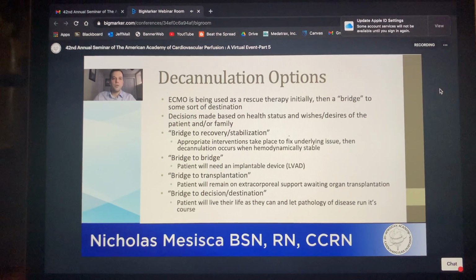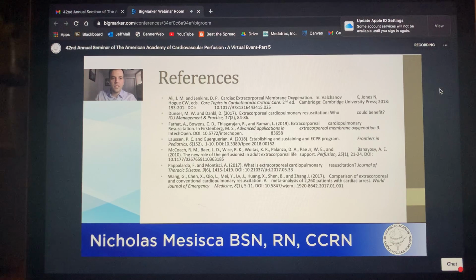The LVAD can then support the patient until organ transplantation or destination therapy can be achieved, both of which I'll touch on here. Either platform can be served as a bridge to transplantation, where the patient will remain on support awaiting an organ transplant. Or lastly, the LVAD can serve as a bridge to destination, where the patient will live their life as they can until the pathology of the disease will run its course, until inevitable demise will unfortunately take place.